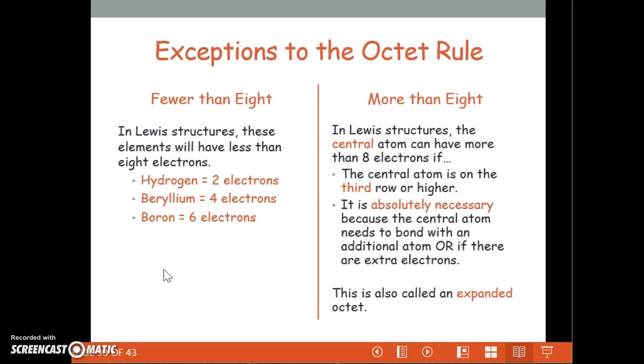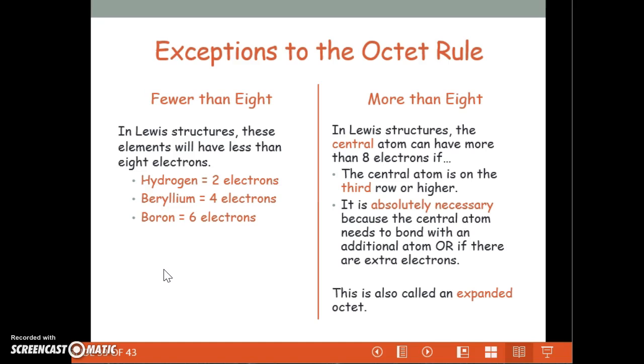In certain situations, you can actually expand the octet. It has to be on the 3rd row, so the 3rd energy level or higher. It must be the central atom, and it has to be absolutely necessary. So just because something's on the 3rd row doesn't mean that you can just expand the octet whenever you want. It has to happen in only certain situations where there is no other place for the extra electrons to go. This is called an expanded octet.